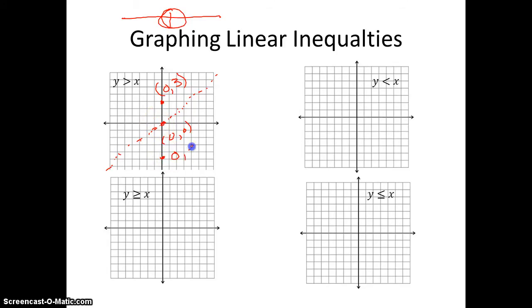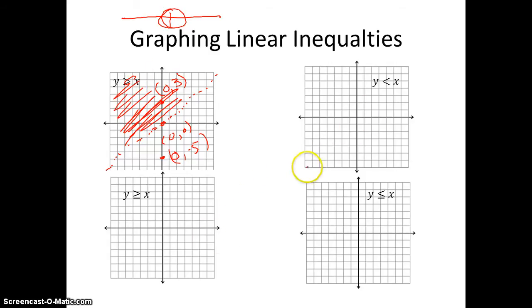So 0, -5. Now, my line is at 0, 0. I need to find where my y is greater than x. Well, is 3 greater than 0, or is -5 greater than 0? 3 is greater than 0, right? So then this will be the side that I shade.